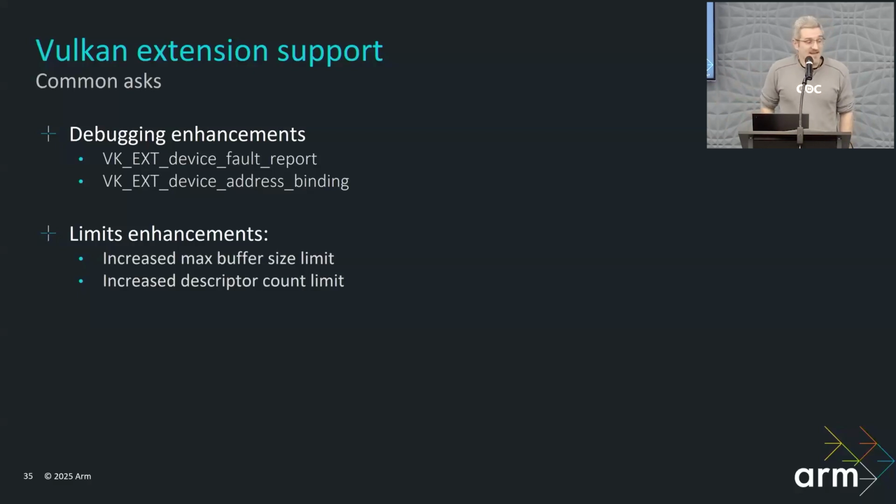So we've heard from many talks in the last couple of days around debugging being a pain, and sort of the device fault address, device fault report and device address binding extensions. These are designed to help you debug device loss type issues. If there's an issue, where's my crash? So we have both of these shipping now on new GPUs with new drivers.